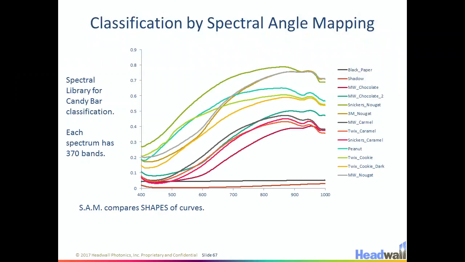And so this is, once again, I don't know if you can read, I have black paper shadow, Milky Way chocolate 2, Snickers nougat, Three Musketeers nougat, Milky Way caramel. Each of these different materials that I saw inside the candy bars actually have different spectra. Now, I'm pretty sure this is a water band. We can do some chemistry. We don't really need to, because what we want to say is, well, what is this most like? I gave you some background. I trained the system. What are the things that are most like it?